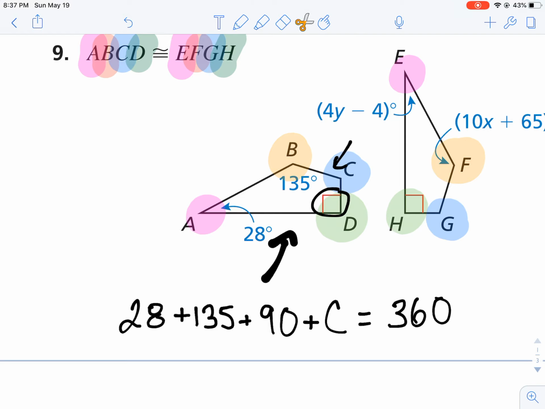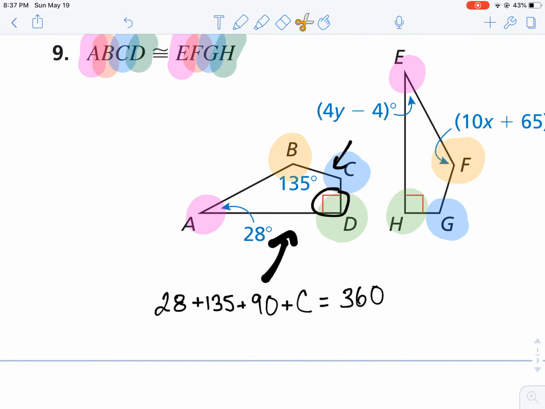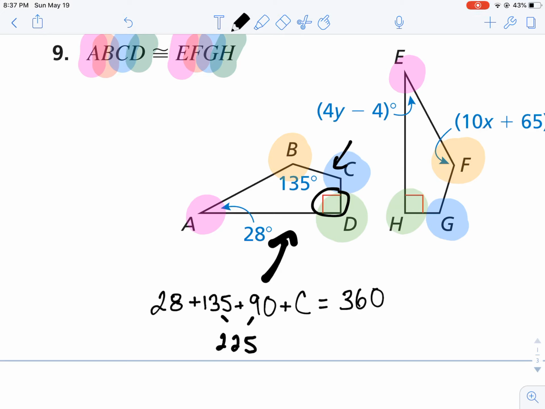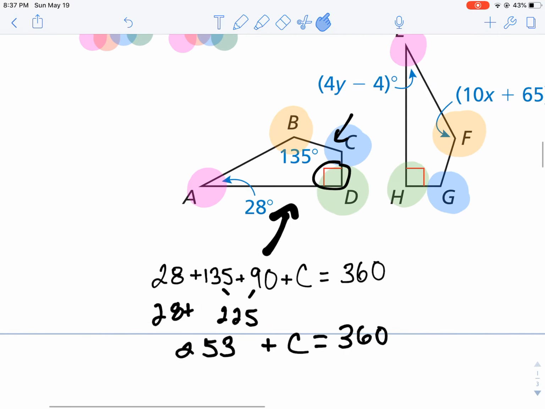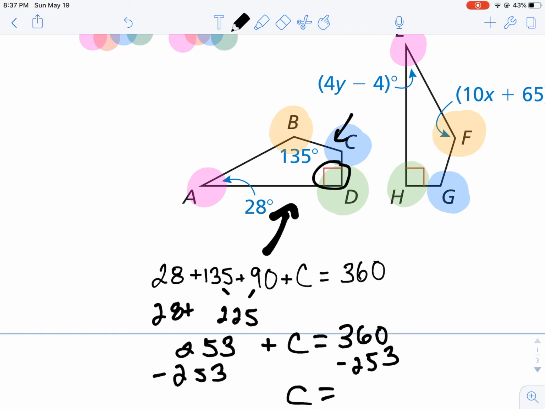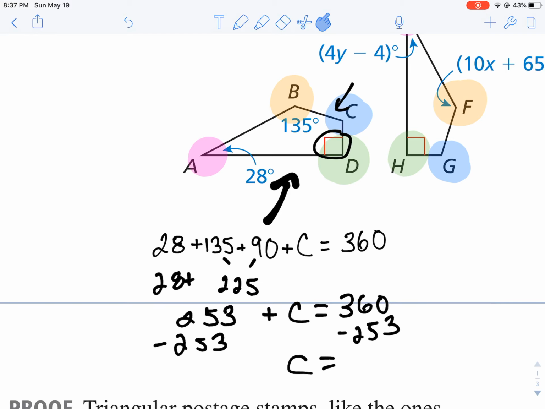So what I can do to solve for C is I'm just going to add my numbers up. So 90 plus 135 gives me 225. Plus 28 gives me 253. Plus C equals 360. Now to solve for C, I'm just going to subtract 253 on each side. And I get C is going to equal 107 degrees.